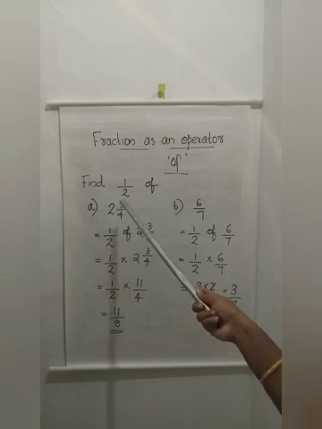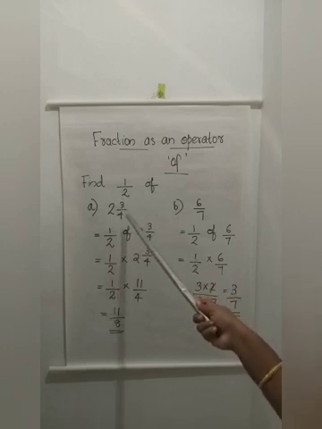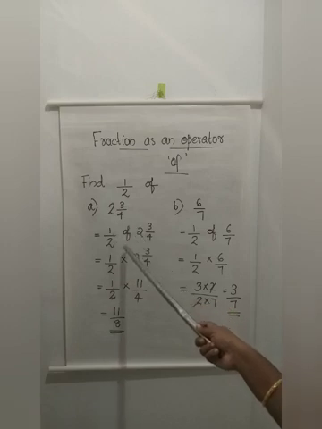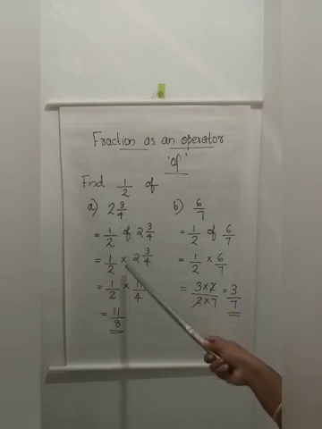First example: find half of 2 3 by 4. So we need to find half of 2 3 by 4. So I told you the meaning of of is multiplication. So half into 2 3 by 4. So this is a mixed fraction.